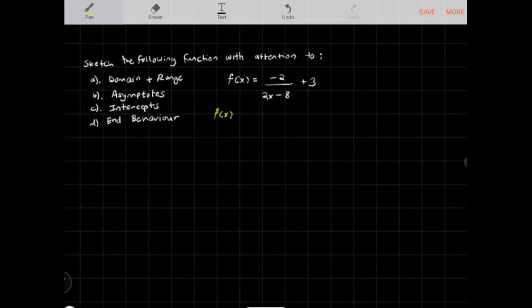You can write this as f(x) = -2 over 2, I'm going to factor out the 2 in the denominator, you get (x - 4), plus 3. And what you can do here is cancel out the 2. So technically you can rewrite this as -1 over (x - 4), plus 3. It'll give you the same answer if you work with this function or this simplified function. Let's work with the simplified function.